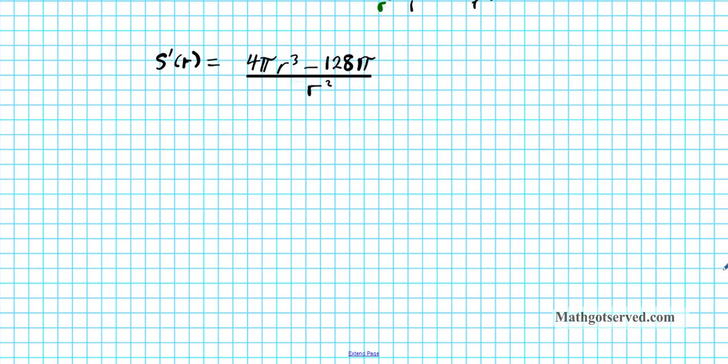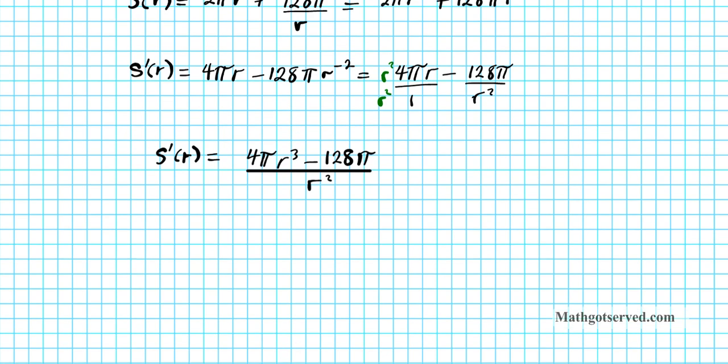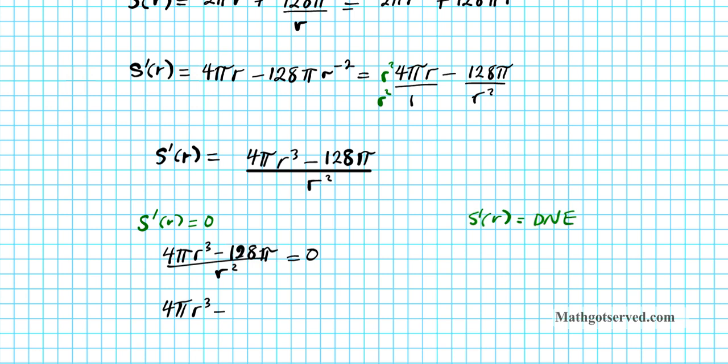Now let's look for the critical points. So we're going to split this in two. First of all, we'll look for where s prime of r is equal to 0. And then afterwards, we'll look for where s prime of r does not exist. Okay, so for where it's equal to 0, we're going to take the numerator, right? Because if we write down the whole thing, 4 pi r cubed minus 128 pi over r squared equals 0. If we cross multiply, we're going to end up with 4 pi r cubed minus 128 pi equals 0.